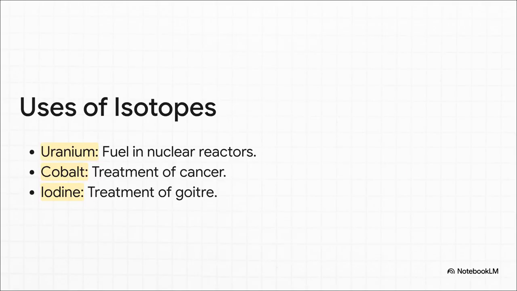And you know what? These isotopes are incredibly useful. An isotope of uranium is used as fuel in nuclear reactors. An isotope of cobalt is used in cancer treatment. And an isotope of iodine is used to treat goiter. So you see, they are very, very important in the real world.